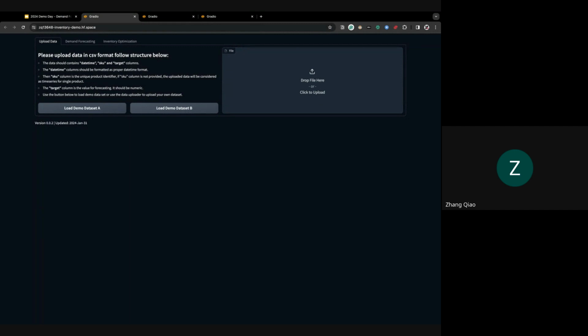Throughout the past few months, we have developed quite a range of different demand forecasting pipelines together with inventory optimization to suit quite a few different business needs. I'm going to start with a very straightforward demand forecasting plus inventory optimization pipeline.